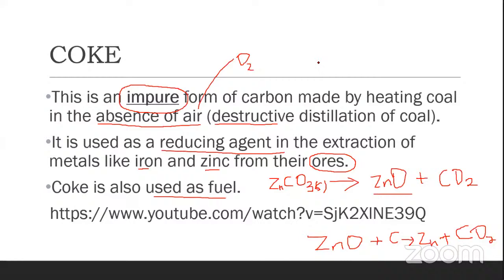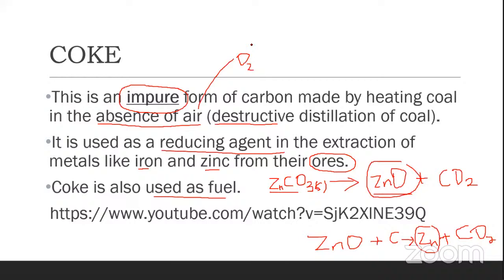Okay, thank you, Shami. So here I'm trying to demonstrate how we can use coke as a reducing agent in the extraction of zinc. As I said, zinc can be got from zinc carbonate. You heat the zinc carbonate, you get zinc oxide and carbon dioxide. Then you can use coke to reduce the zinc oxide, and we end up with our zinc metal.